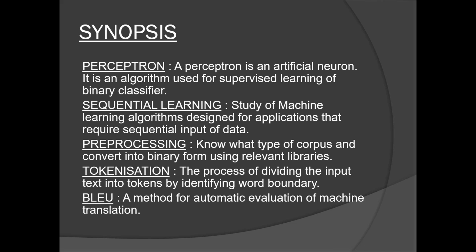So BLEU. It is an automatic evaluation of machine translation. Consider we have translated from English to French, and we have the target sentence and the predicted sentence. So it is an indirect calculation comparing the predicted sentence with the targeted sentence.